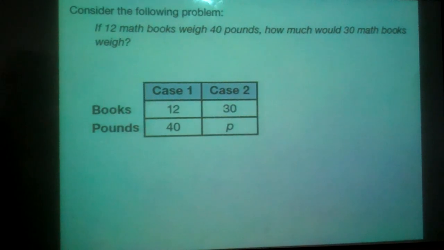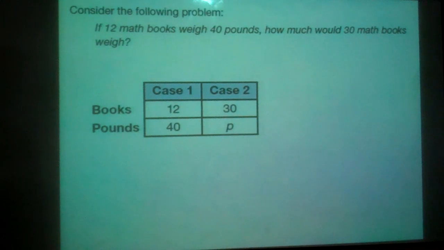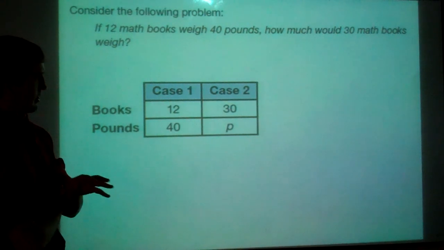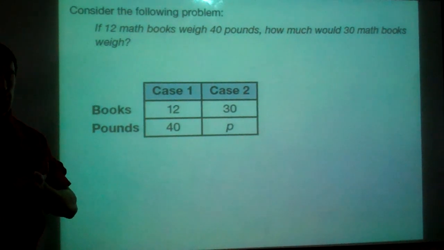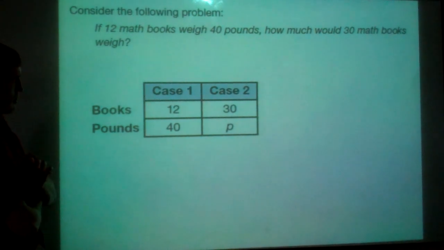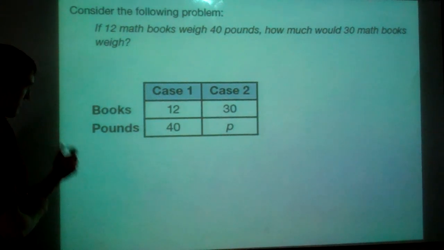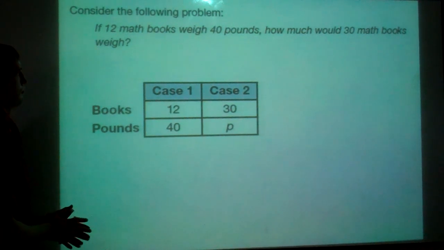So here's a problem. If 12 math books weigh 40 pounds, how much would 30 math books weigh? Now you have multiple options to figure out a problem like this, but this is one way that the book shows us how. It's a good way to keep organized, and they like to make charts in ratio boxes and things. I think they're nice, they keep things pretty organized. So if you want to go this route, that's fine. But there are other ways to do this. Do whatever is most comfortable to you.